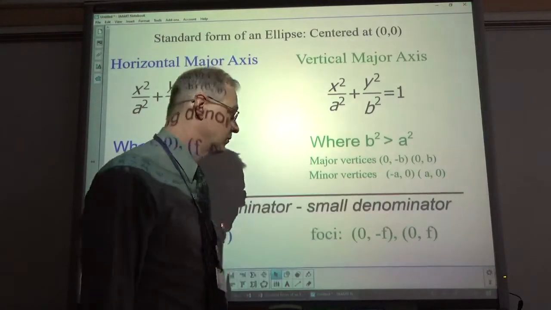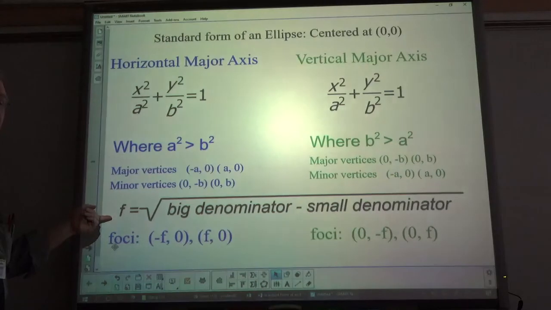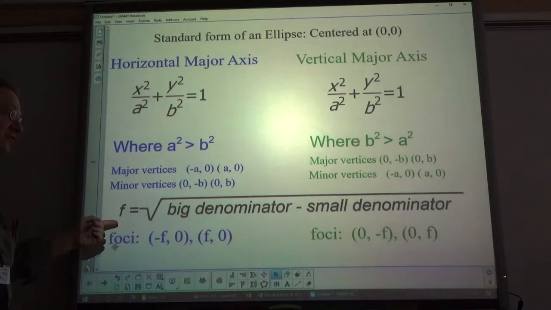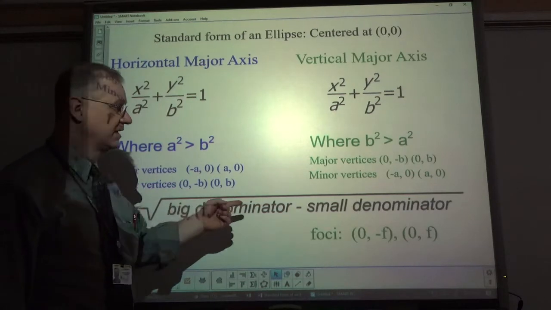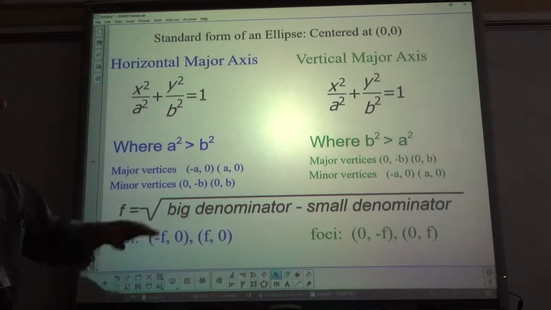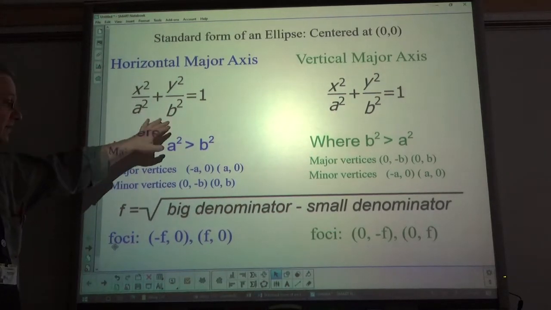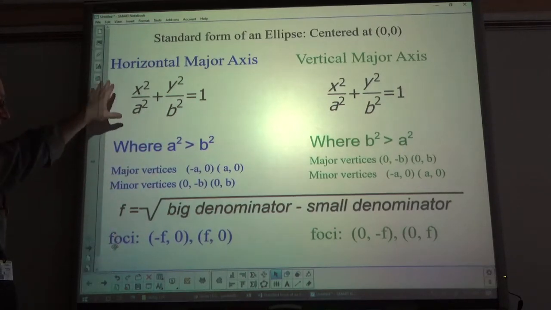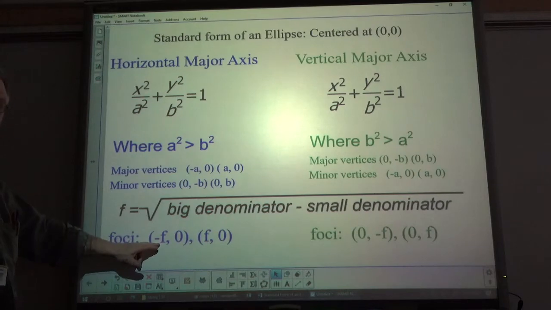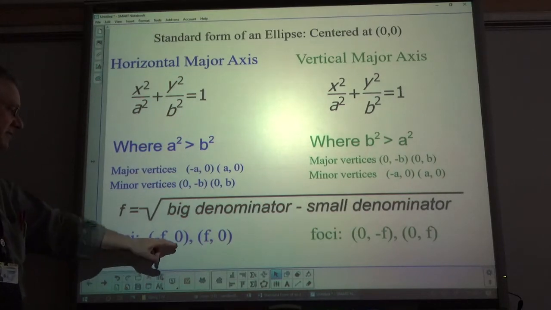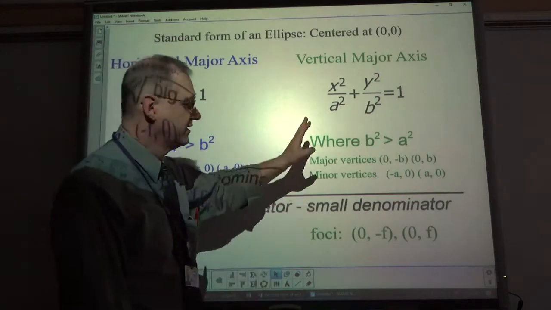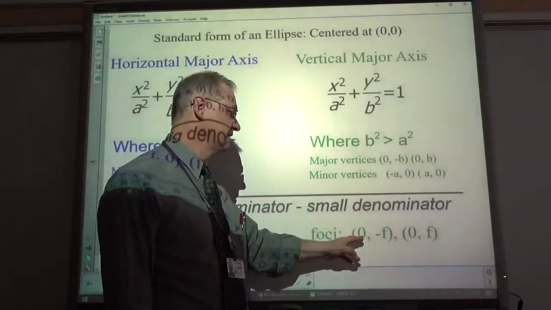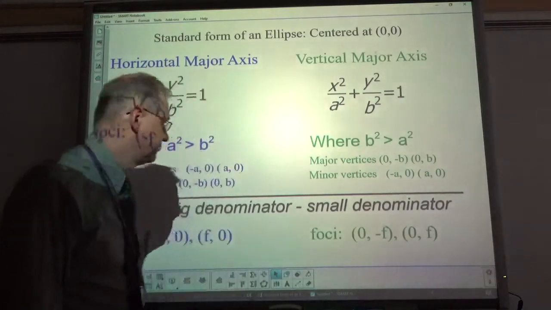A, comma 0. You find the F for the foci by taking the square root of the big denominator minus the small denominator. Remember, they're already squared in there. So the foci here is going to be in the x-coordinate spot, the plus or minus F, comma 0. And the foci here is going to be in the y-coordinate spot, 0, comma plus or minus F.